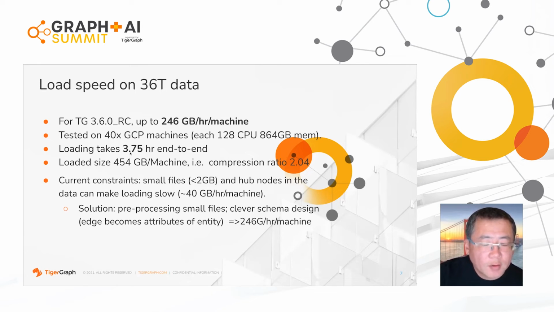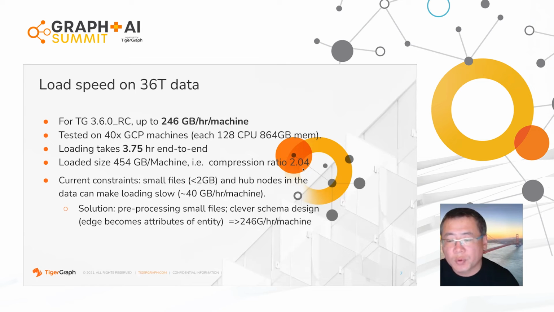And after the loading, we checked the disk footprint. Each machine is occupied by 454 gigabytes of graph data. And if you calculate the compression, we achieve a compression ratio of 2.04.